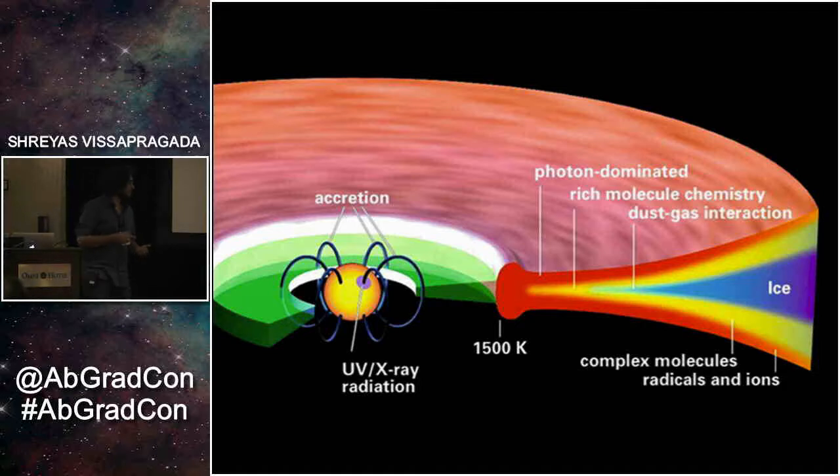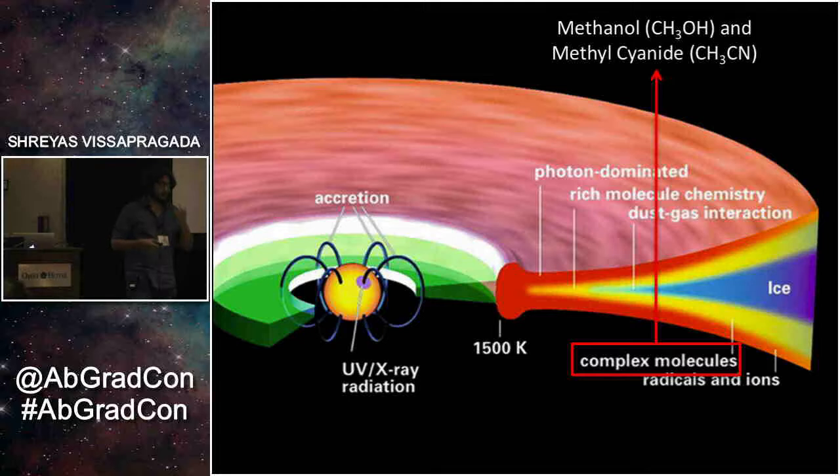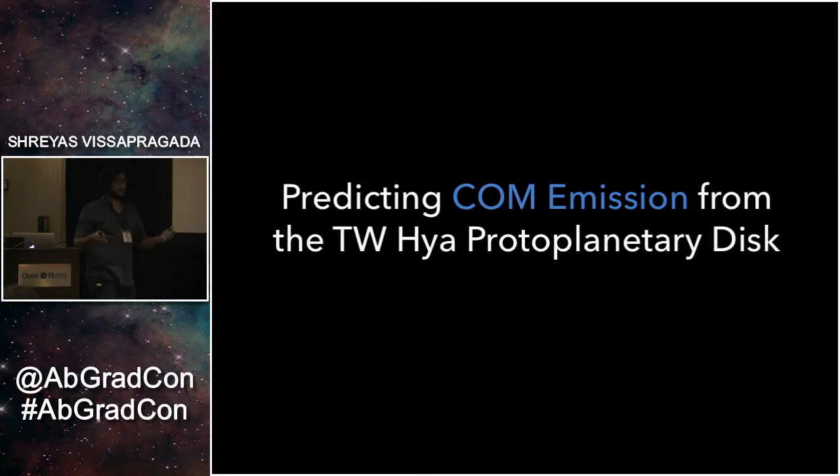So somewhere in the middle, in this yellow region, there's just the right amount of heat and radiation to have these molecules form in the ices, but come off into the gas phase for us to observe. That's what's called the molecular layer of the disk. And that's where we expect to find molecules like methanol, CH3OH, and methyl cyanide, CH3CN. Now, I keep saying observation of these molecules.